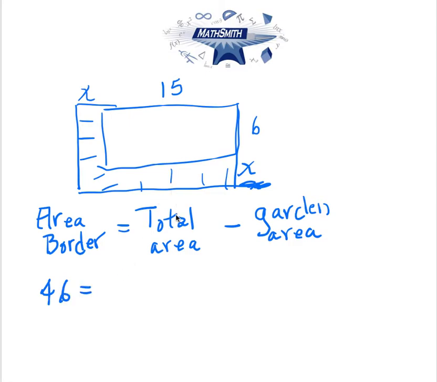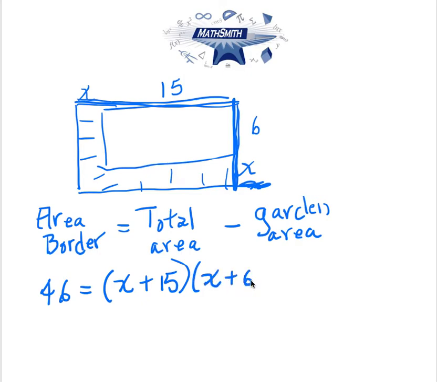All right, now what's the total area going to be? Well, what's this dimension here? It's x plus 15. And then what's this length? So this length times this length. Well, it's going to be x plus 6.